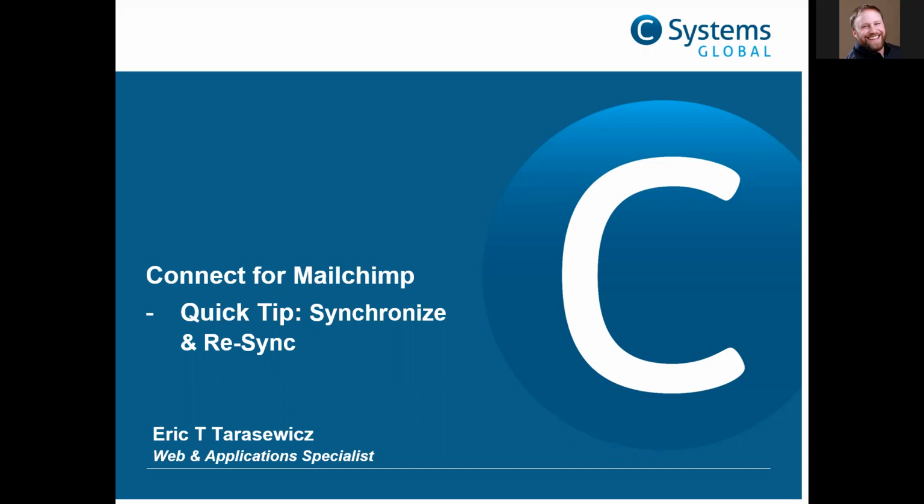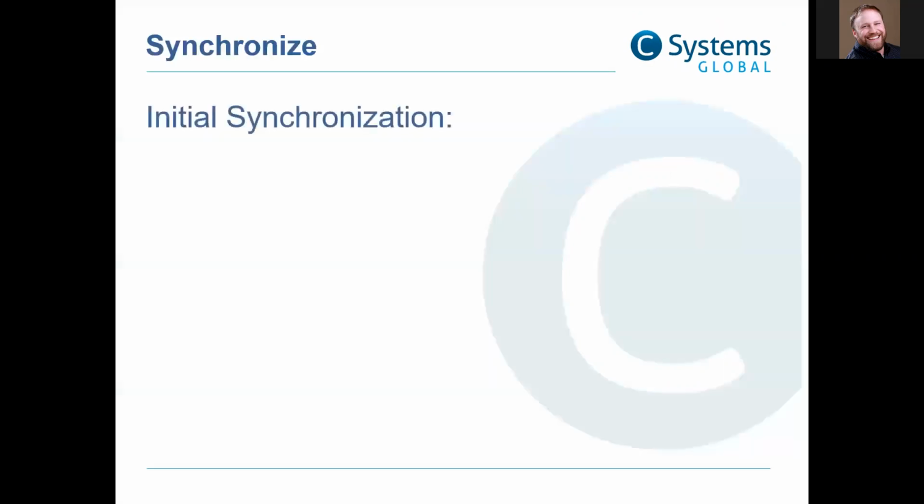Today we're going to review what happens during synchronization and subsequent resynchronization of an audience to Mailchimp from iMIS and vice versa. The initial sync between iMIS and Mailchimp passes a lot of information between the two different systems. In addition to the creation of all of your merged data fields, there are a number of things that happen upon the first synchronization run.